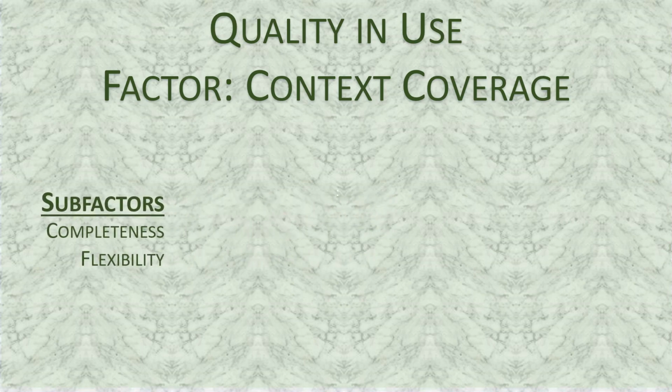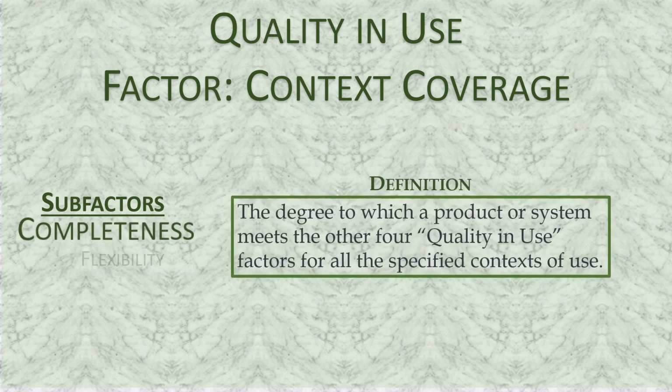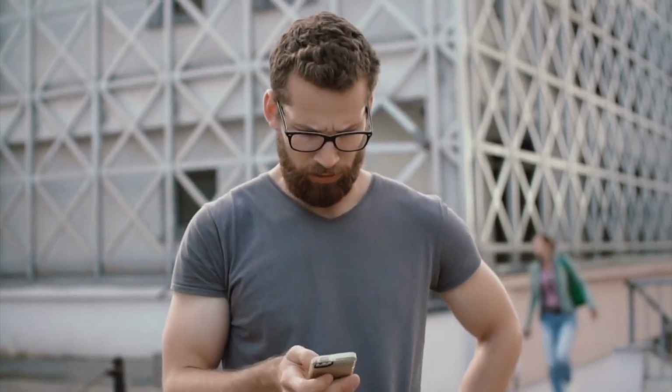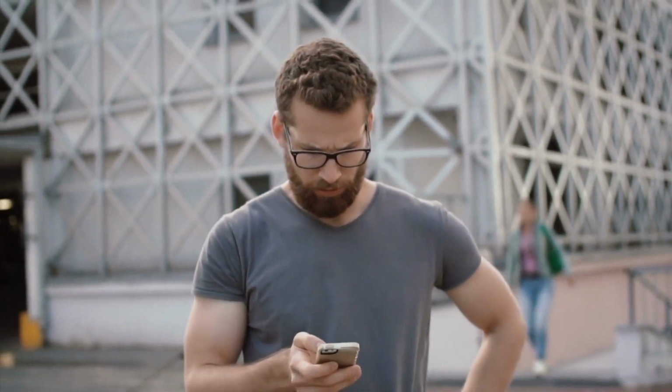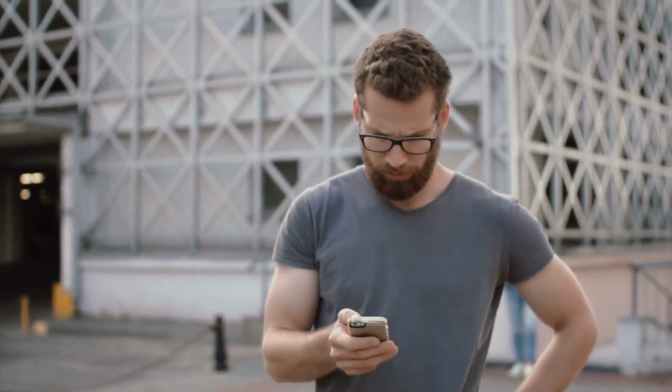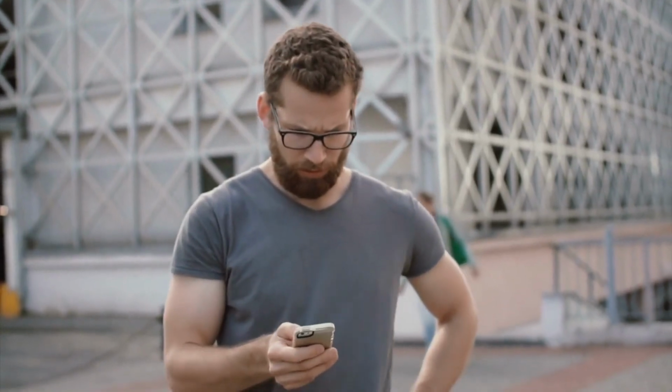Completeness is defined as the degree to which a product or system meets the other four quality and use factors for all the specified contexts of use. Someone builds software to compete with Amazon, and it works great when used from the browser on a laptop computer or from the app on a smartphone.